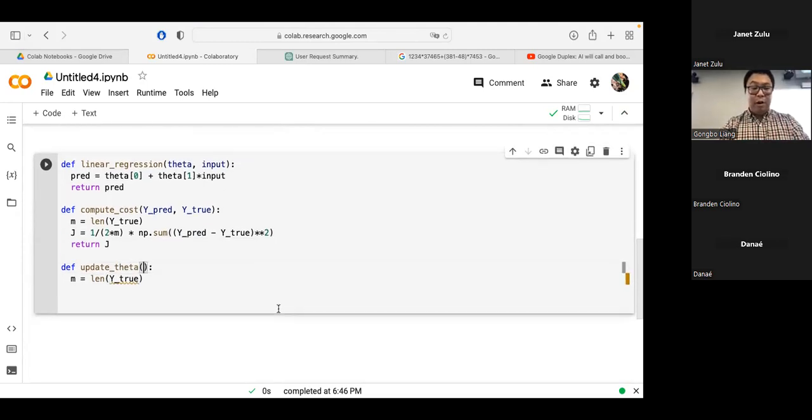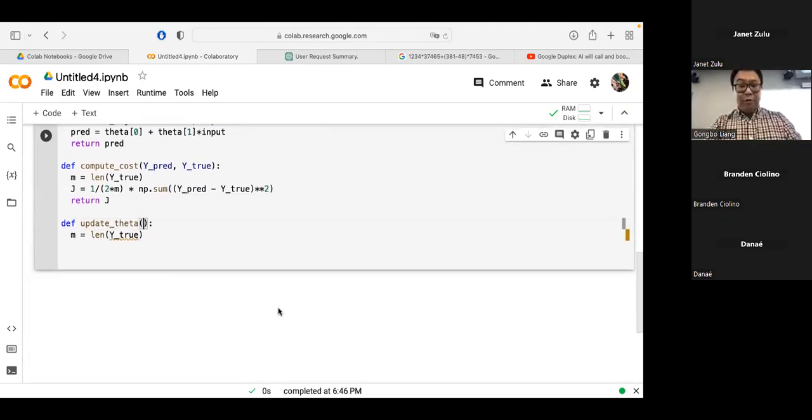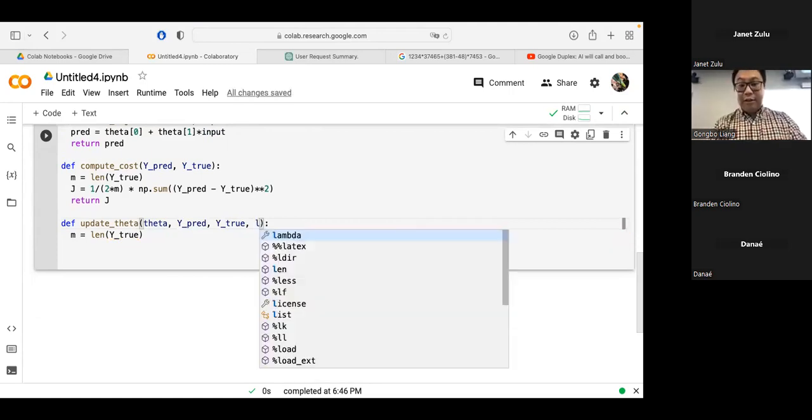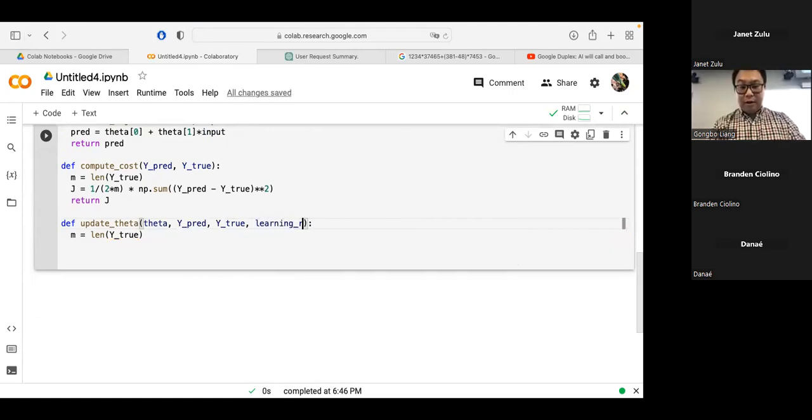Well, I need more input parameters. Firstly, I need to give theta. Then do I need x? No, I don't need x, but I need y predict, y true, and also a learning rate, which is alpha.